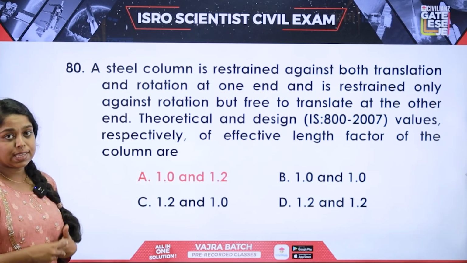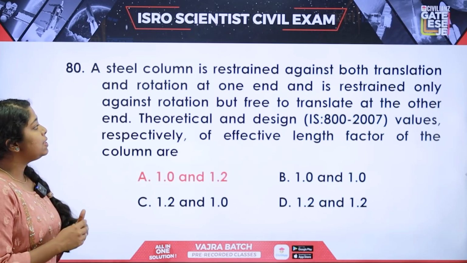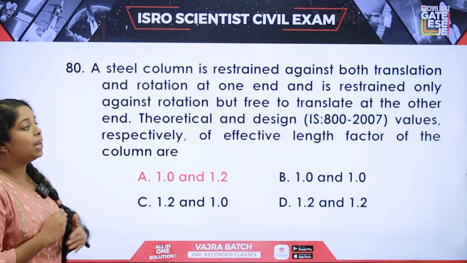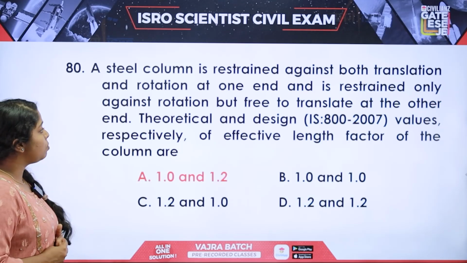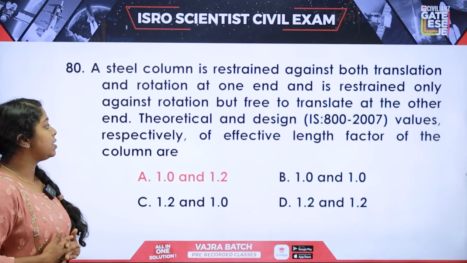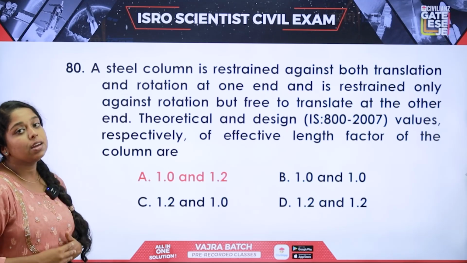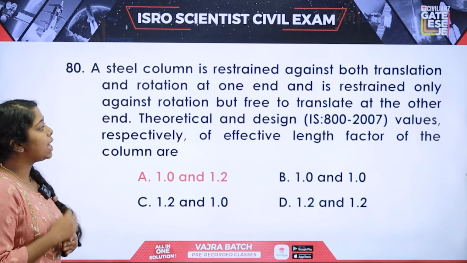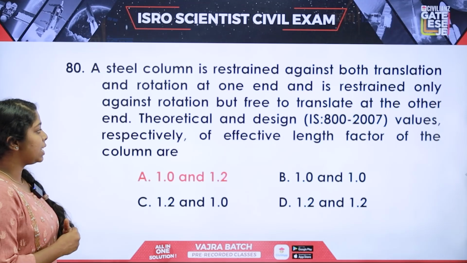Moving on to the next question, that is the 80th question. A steel column has been given and the end restraint condition has also been given. At one end, both translation and rotation have been restricted, but at the other end, only rotation is restrained and they are free to translate.